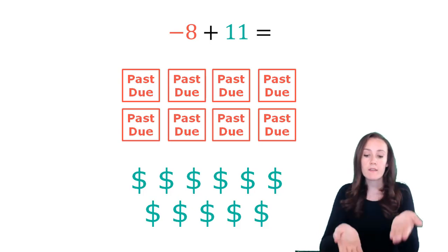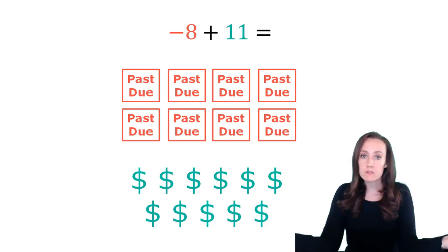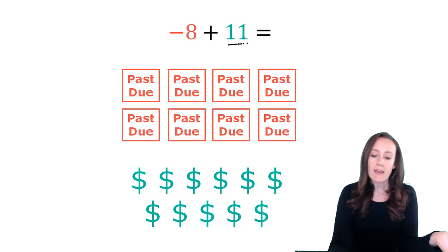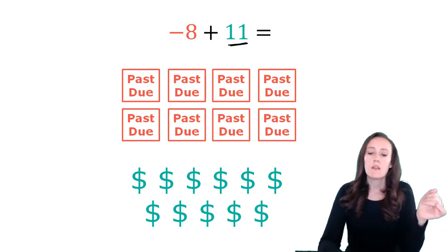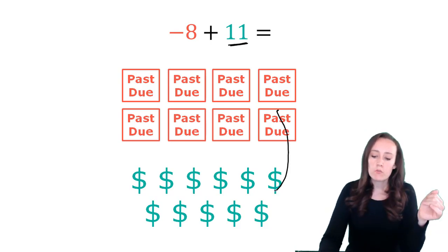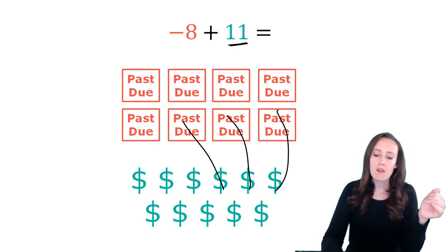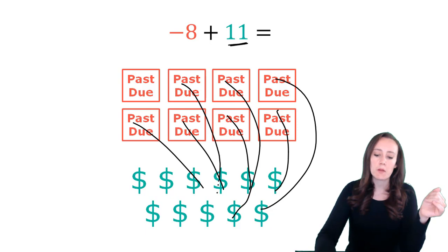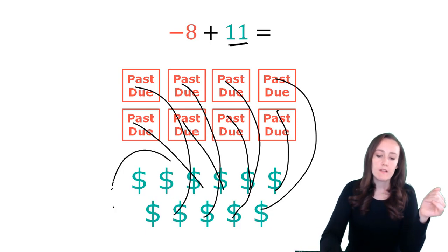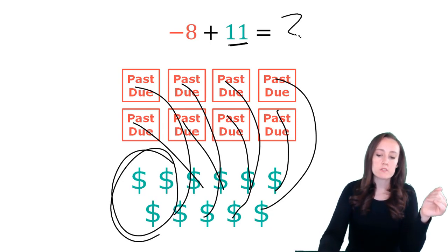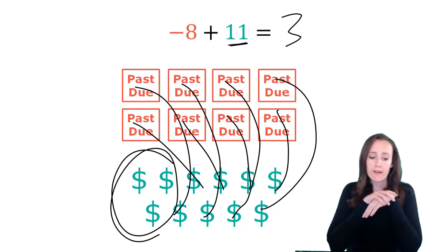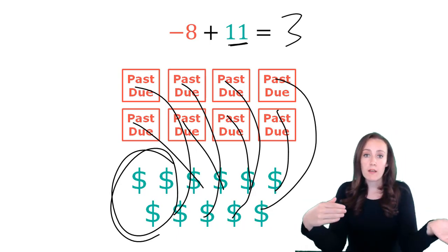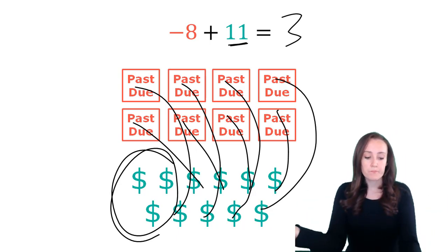You could also look at this with debt. So if I had -8, which would be like $8 of debt, and then I added $11 to that, then I could say that I could use each one of those dollars to pay off my debt, which would cancel out the amount of money I had, but it would also cancel out my debt, leaving me with $3. That would be another way that you could look at it. And you can use whichever analogy makes the most sense to you.